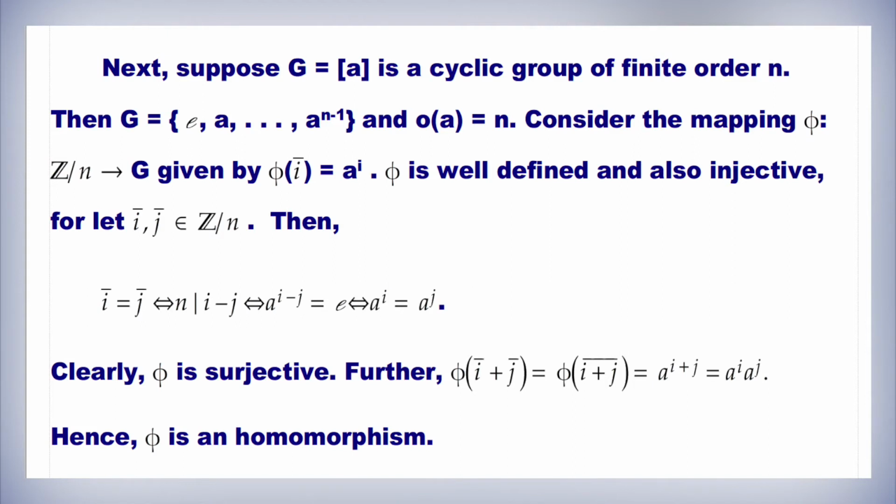For let i bar, j bar belong to Z/nZ. Then i bar equal to j bar implies that n divides i minus j, which implies a^(i-j) is equal to e, which in turn implies a^i is equal to a^j. The steps also imply each other in reverse. Clearly, phi is surjective. Further, phi(i bar + j bar) = phi(i+j, the whole bar) = a^(i+j) = a^i a^j. Hence, phi is a homomorphism.